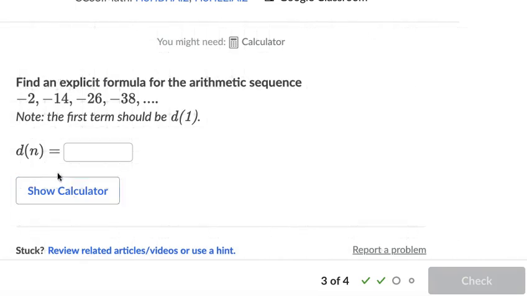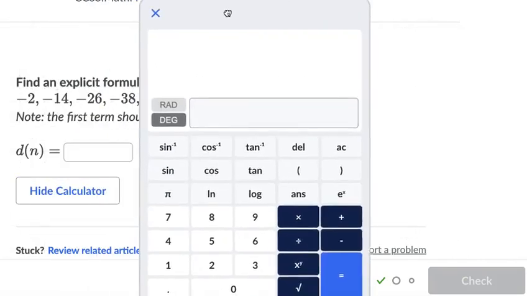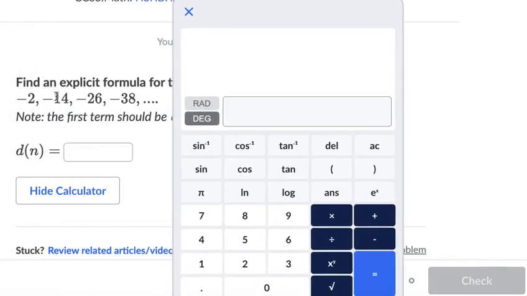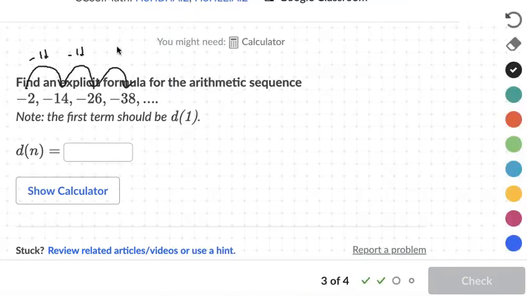We can double check that here. So you take any number in the sequence, any term, like negative 14, and subtract the number that came right before it. So minus negative 2. And we get our common difference of negative 12. So we're subtracting 12 each time. That common difference will help us write our explicit formula.